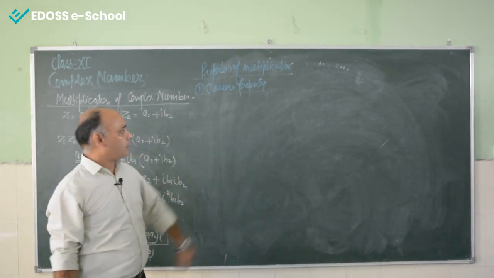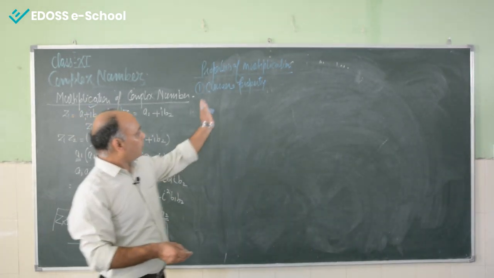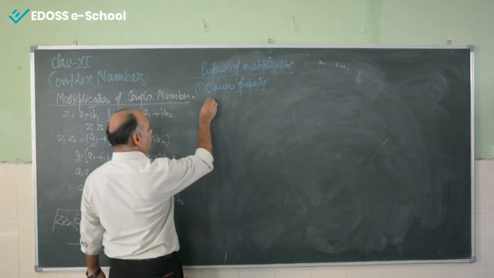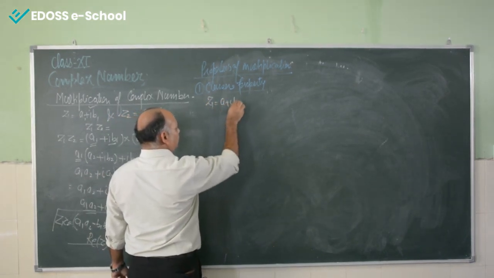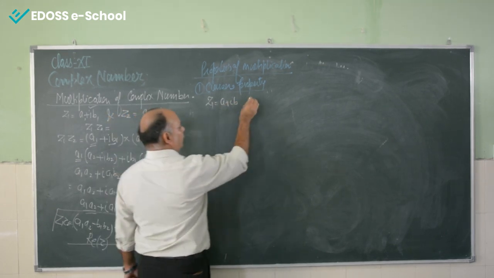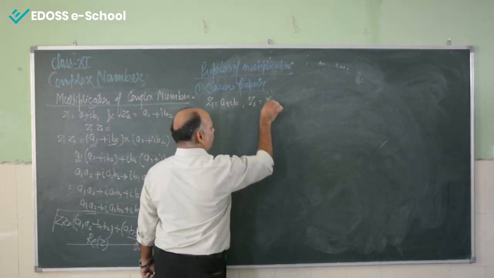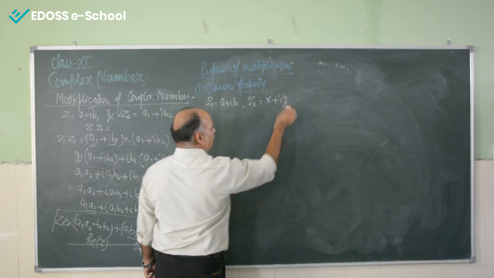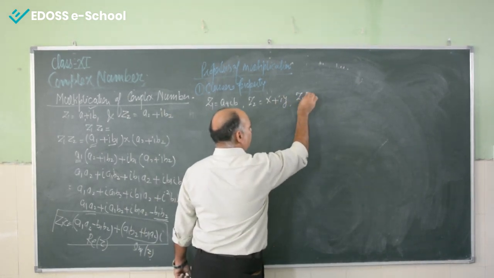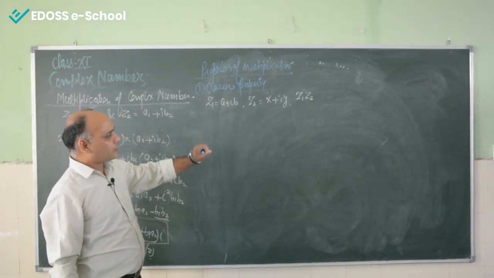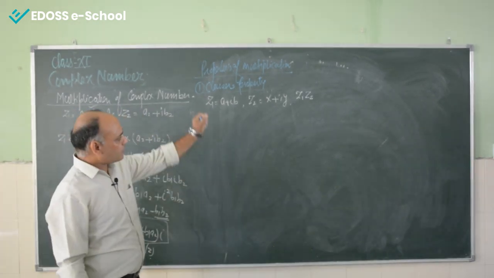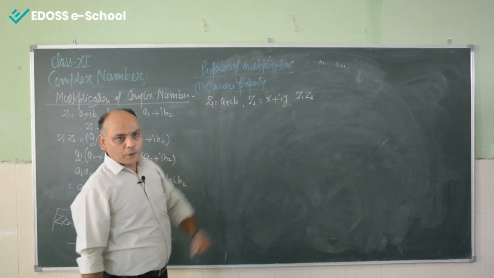result is also a complex number. Let us consider an example. Suppose Z1 equals a plus iota b, and Z2 is equal to x plus iota y, and we want to find Z1 into Z2. We have to find the value of Z1 into Z2. That means it is under the operation of multiplication.